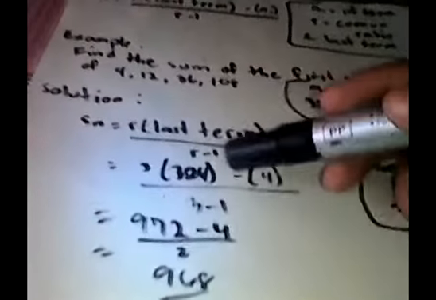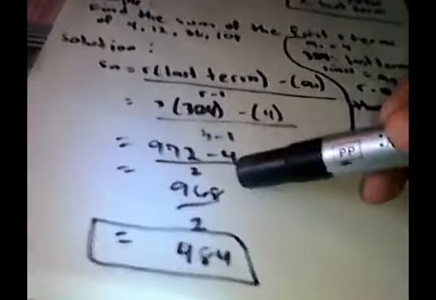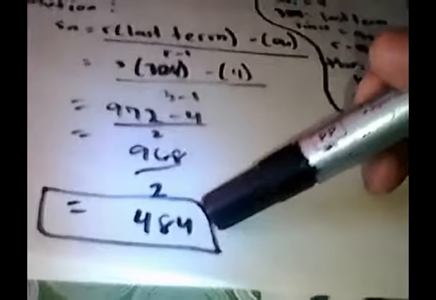Then we will divide it by the difference between the common ratio and 1. So 3 minus 1 is 2. Now 968 divided by 2 is equal to 484, which is exactly the same answer as the previous solution. See, it's simple.